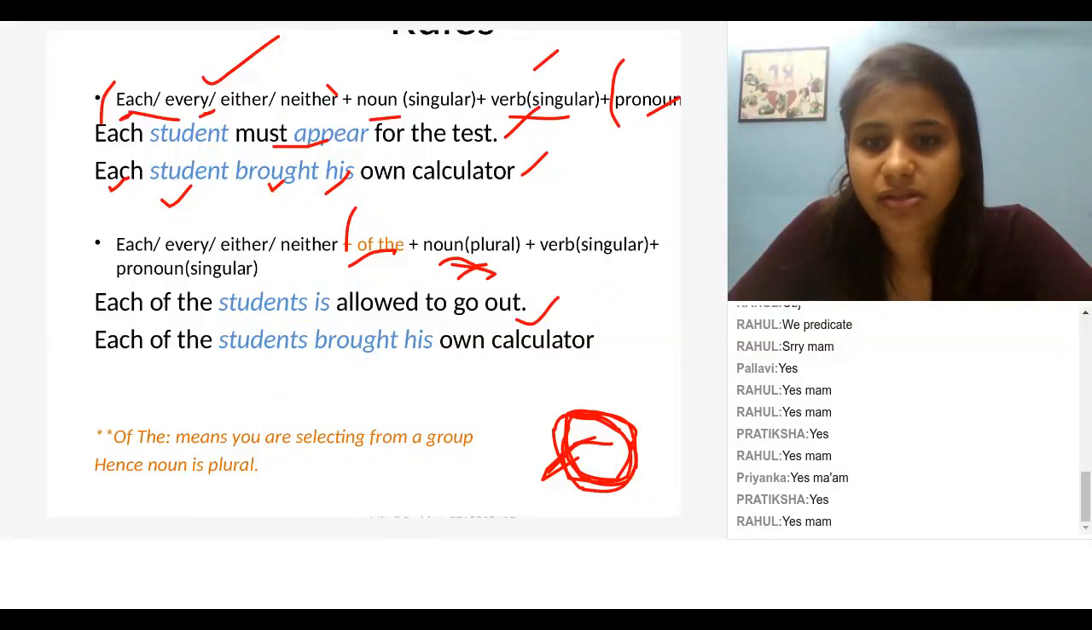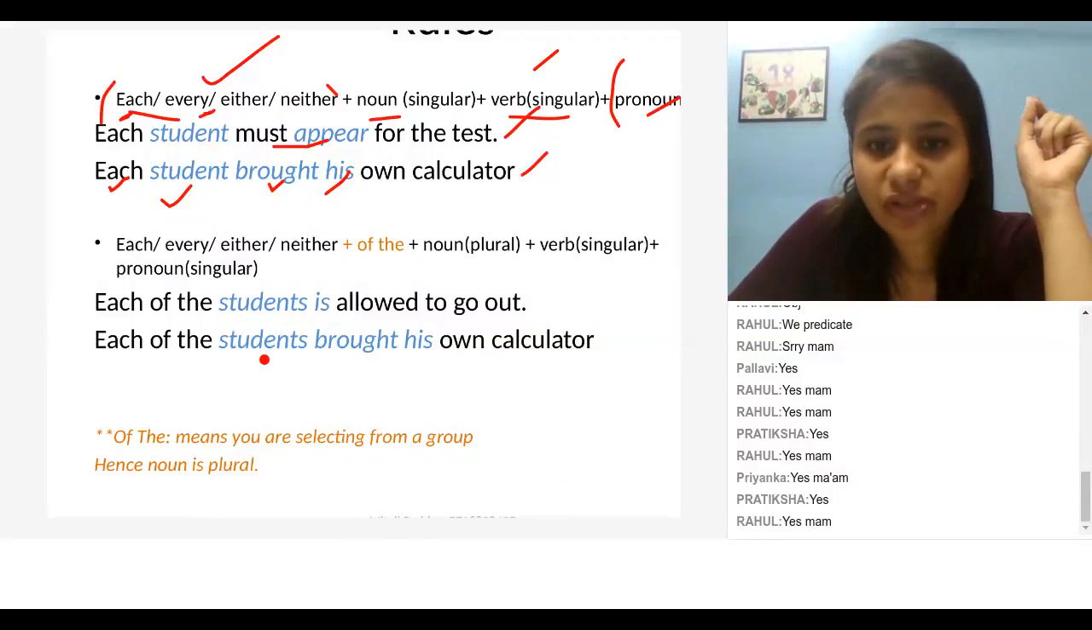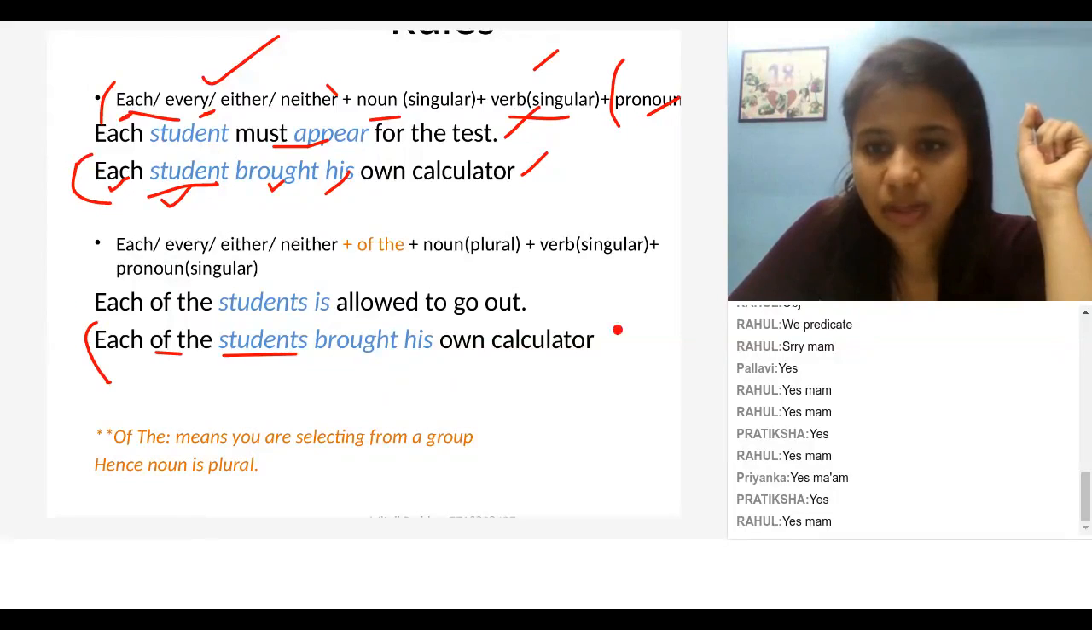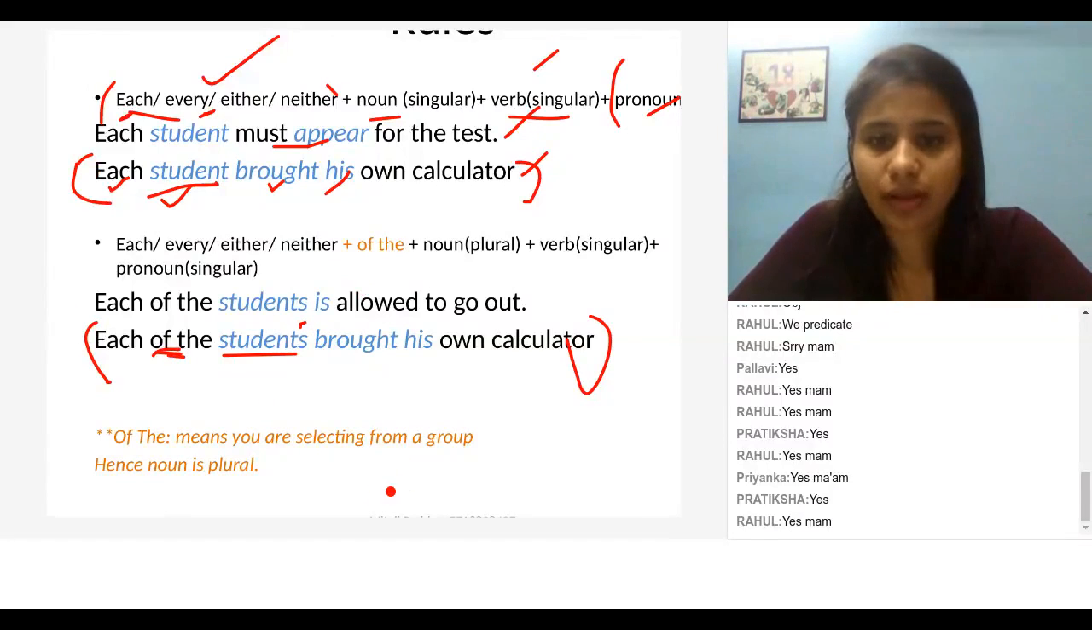Did you all get the difference? See, in each of the students, when you have "of the", the noun will be plural, and in each student, when you don't have "of the", it is singular. Both these sentences are similar. The only difference is there is "of the" in one sentence. So whenever there is an "of the", make the noun plural. Okay.